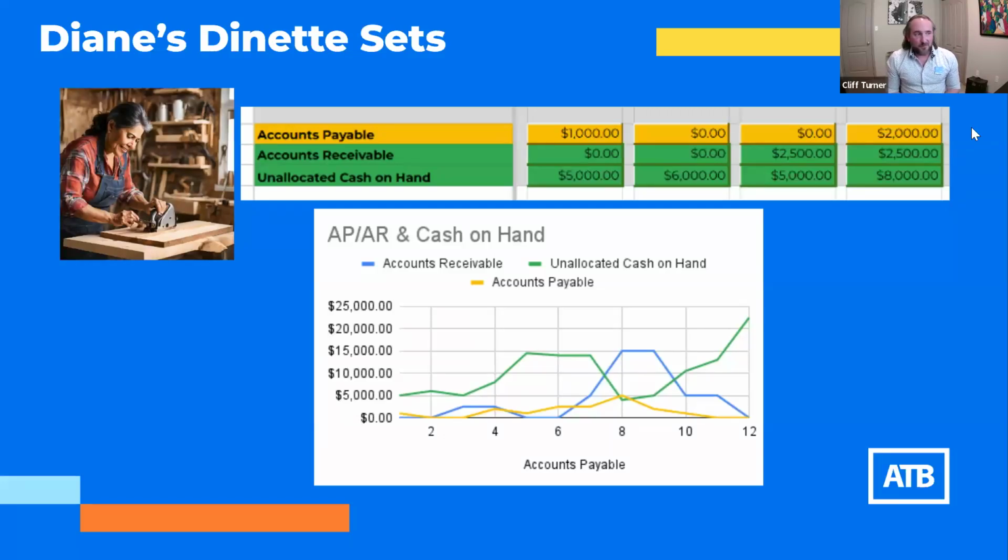Blue line is accounts receivable. Yellow line is accounts payable. And the green line is cash on hand. So I'll ask the same question. Knowing what we know about Diane's business and what she does and how she handles things, what do you see popping out at this chart? What conclusions could we make here?